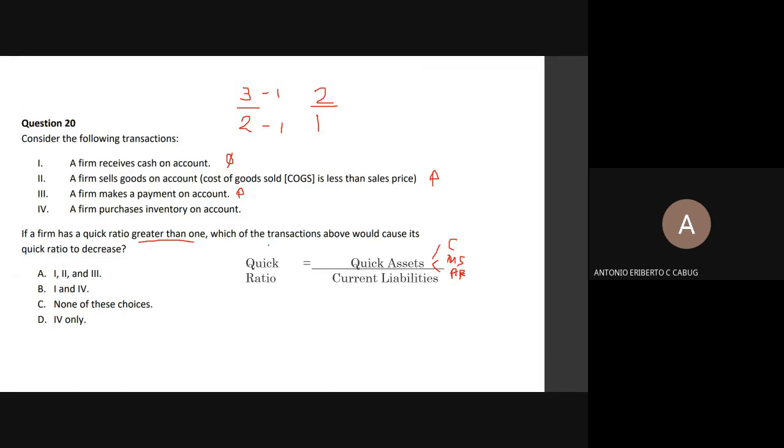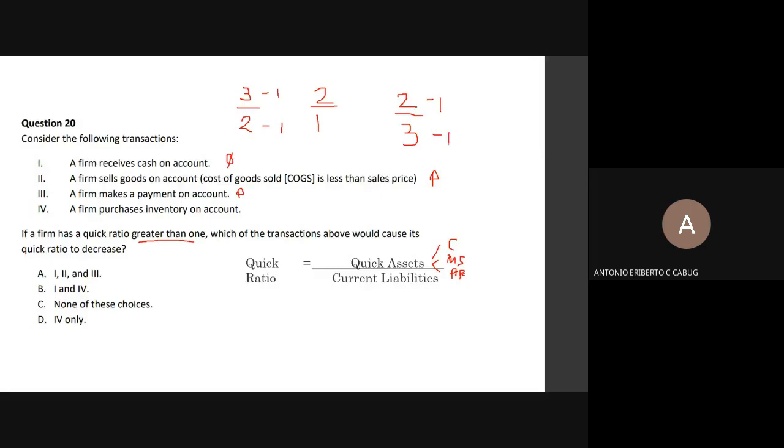Importanteng malaman nyo that the quick ratio is greater than 1. The ratio would behave differently if it is less than 1. Example, 2/3. Kapag yung ratio nyo 2/3, when you pay 1 peso AP, yung 2/3 mo magiging 1/2. Ano nangyari? Bumaba yung ratio. Kung greater than 1, mas tataas yung ratio pag equal deduction. Pag less than 1, may equal deduction, bababa yung ratio.